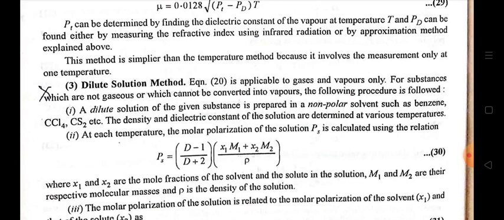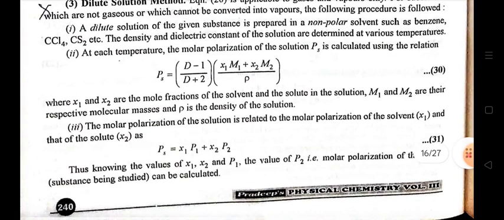First is the dilute solution. The given substance is prepared in a non-polar solvent such as benzene, CCl4, CS2, etc. The density and the dielectric constant of the solution are determined at various temperatures. At each temperature, the molar polarization of the solution Ps is calculated using the relation Ps is equal to (D minus 1) upon (D plus 2) into (x1 m1 plus x2 m2) upon rho, that is equation 30, where x1 and x2 are the mole fractions of the solvent and the solute in the solution, m1 and m2 are their respective molecular masses, and rho is the density of the solution.